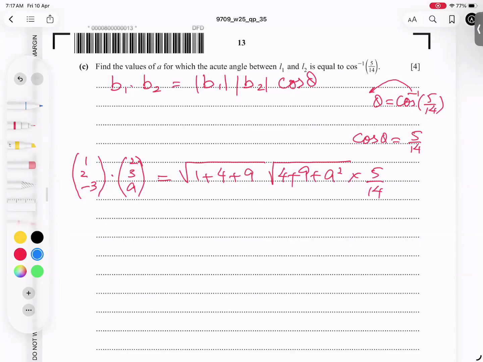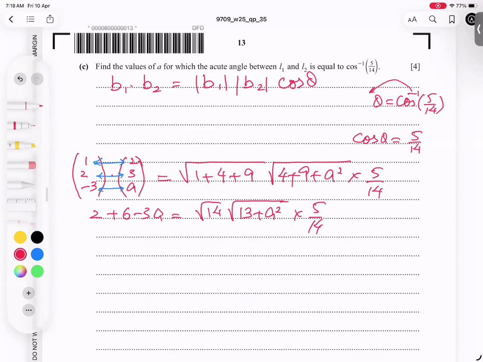And the dot product, student: the values multiply with the corresponding position values. I'm getting 2, I'm getting 6, I'm getting 3a. Here 10 on root 14 I get from here. What about this? 13 plus a square and 5/14. Okay, now students, what to do?